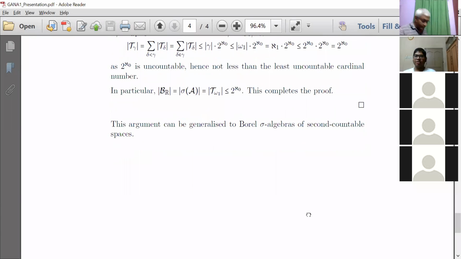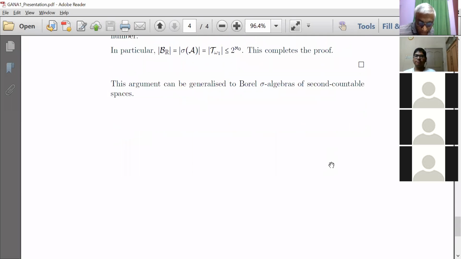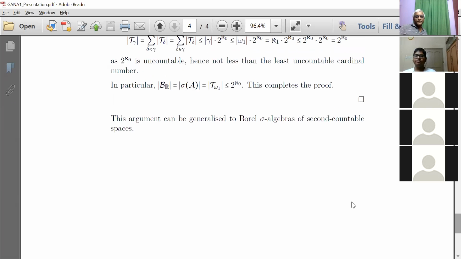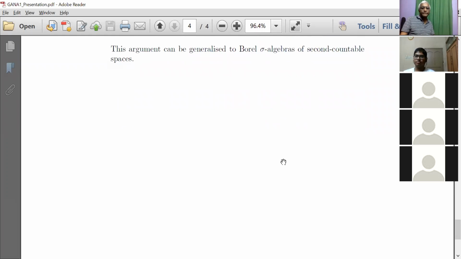The argument we have applied can be generalized to Borel sigma algebras of second countable spaces. We can just do what we have done here. Set A to be the countable open base. This can generate all the open sets, and accordingly we can repeat the argument we have done here. And done.